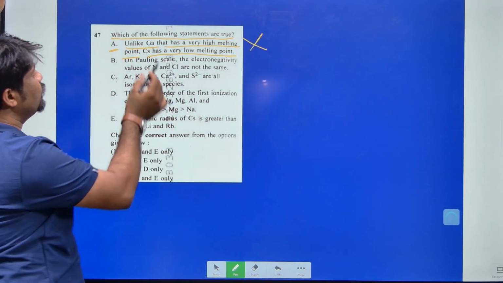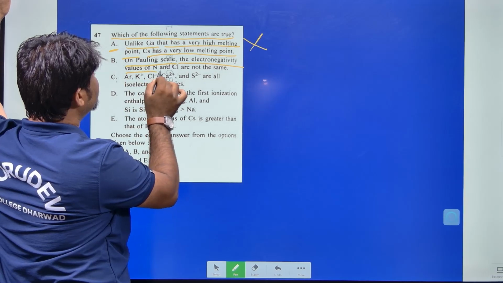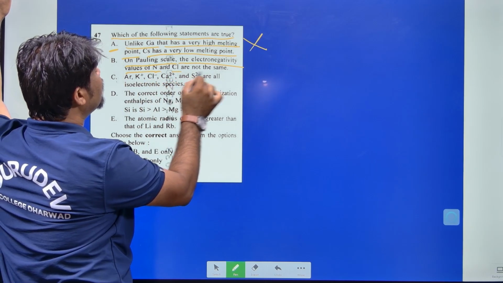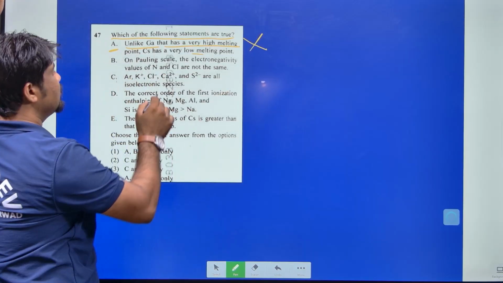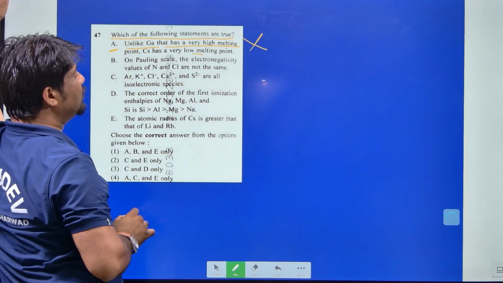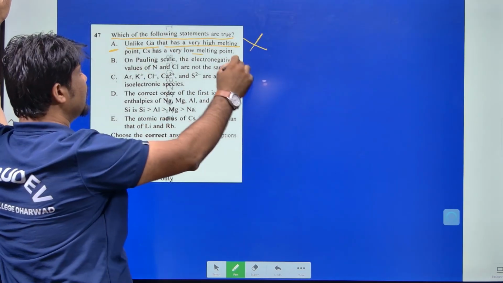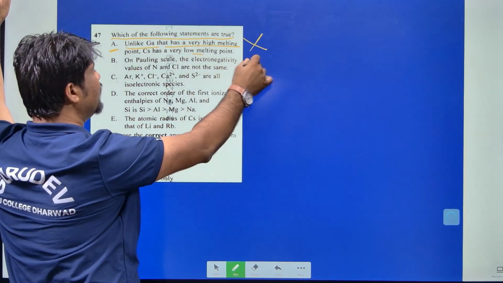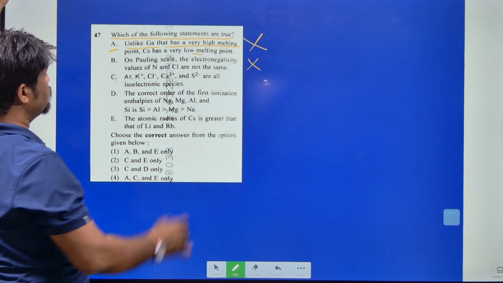Go to statement 2. On the Pauling scale, the electronegativity values of N and Cl are not the same. So according to the Pauling scale, actually they are the same, hence it is an incorrect statement. Well, go to the next statement.